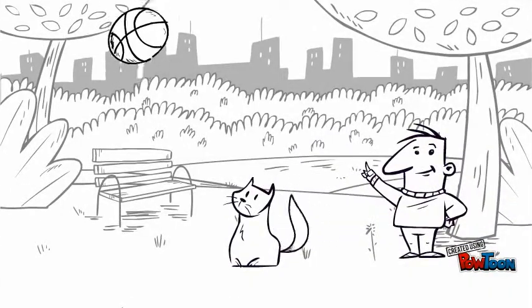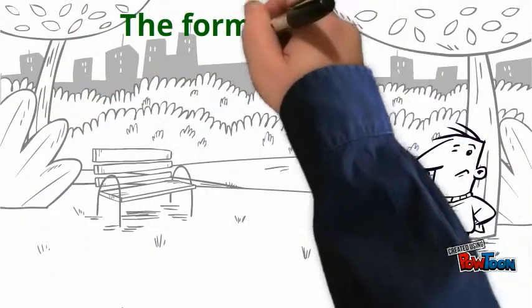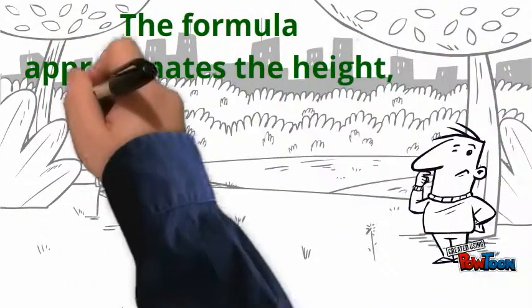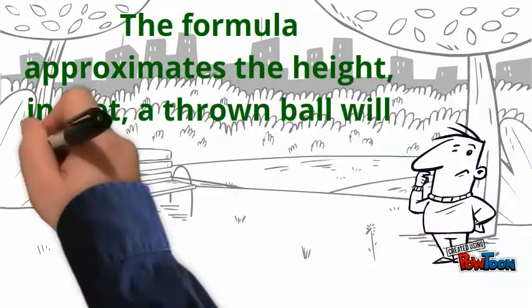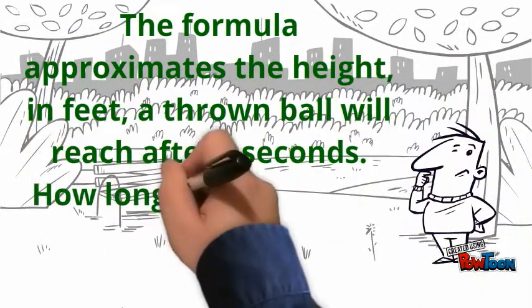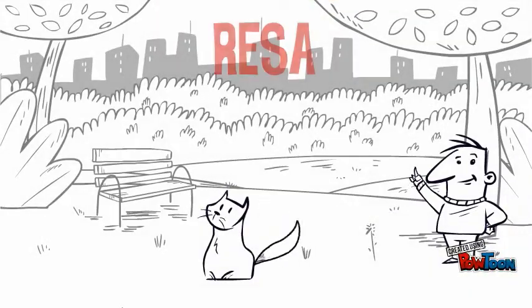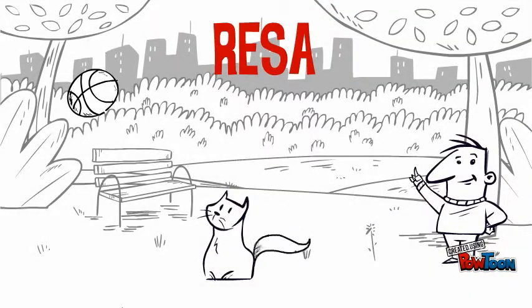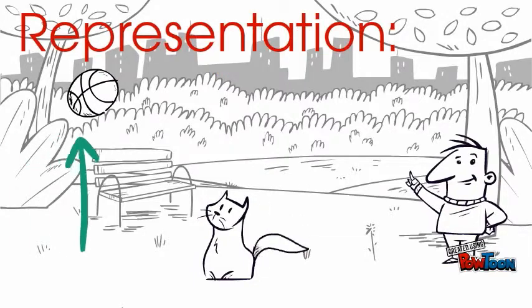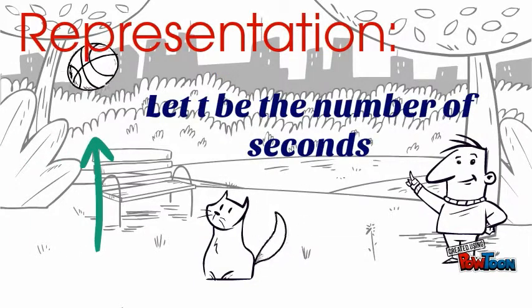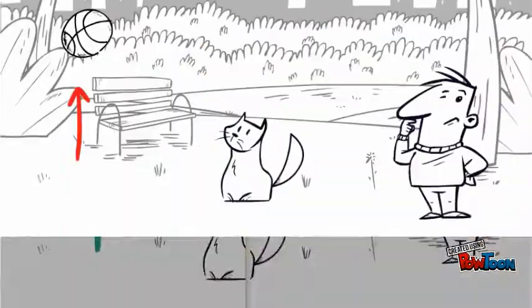Suppose he threw the ball upwards. The formula approximates the height in feet a thrown ball will reach after 3 seconds. How long will it take the ball to reach a height of 48 feet? We solve every equation using RESA. R stands for representation. Let t be the number of seconds.